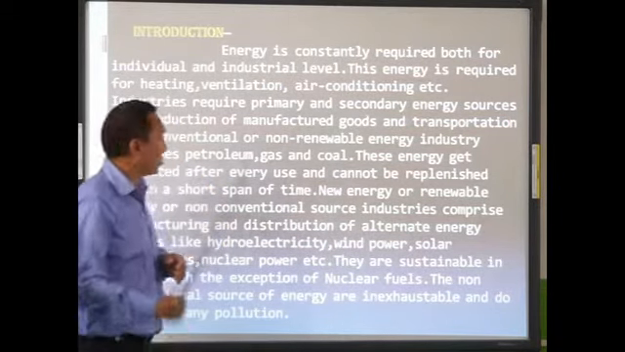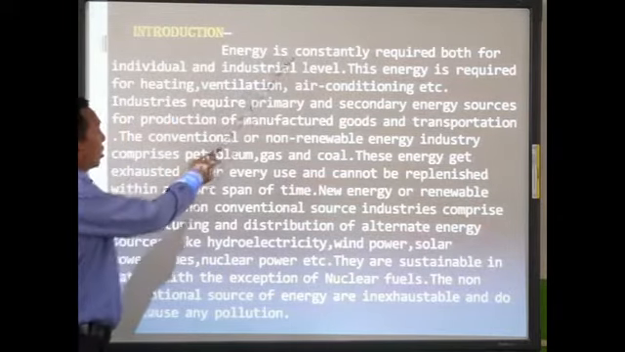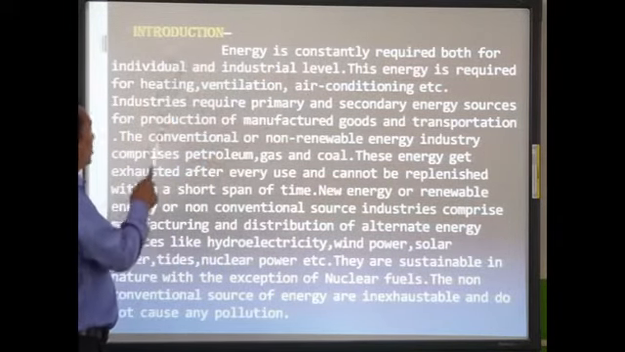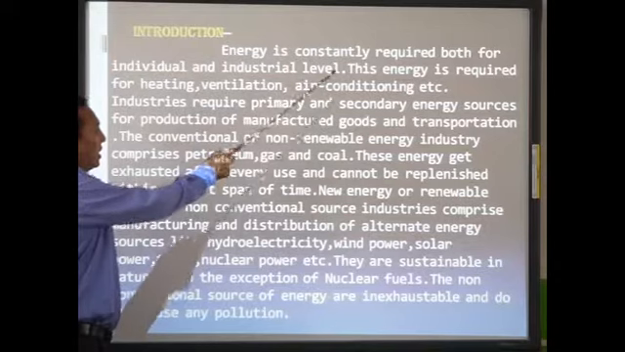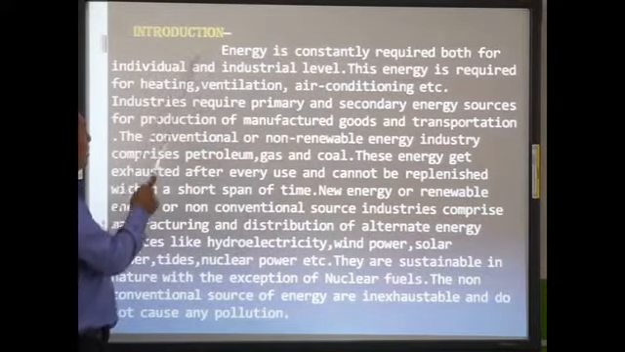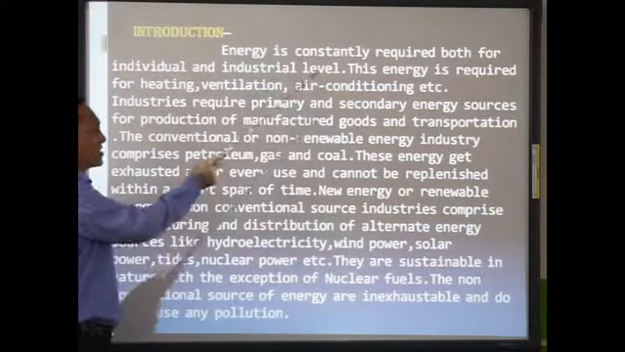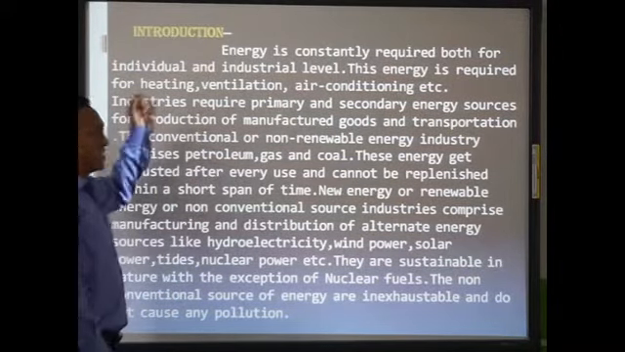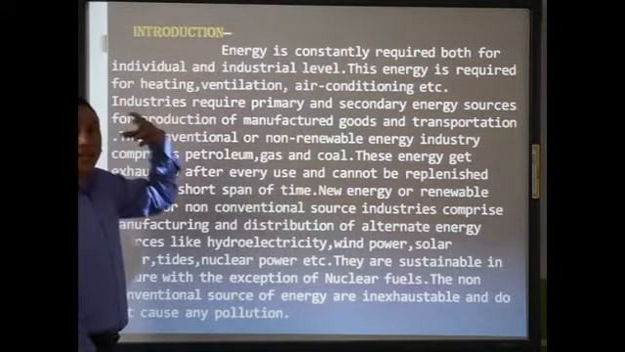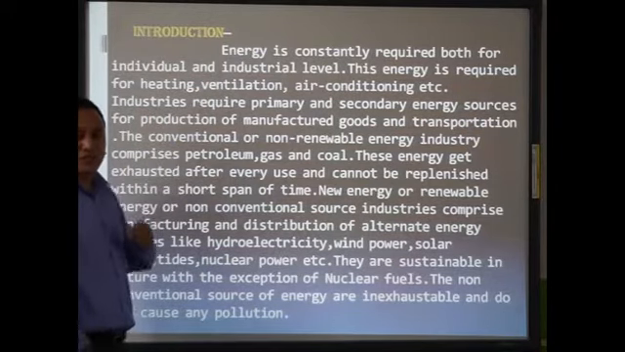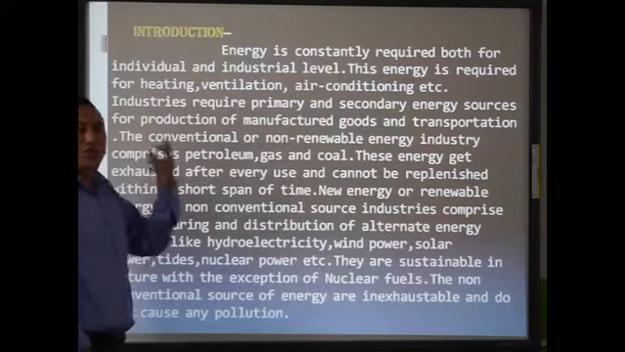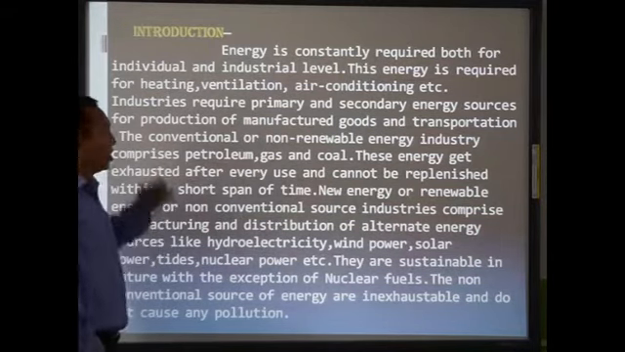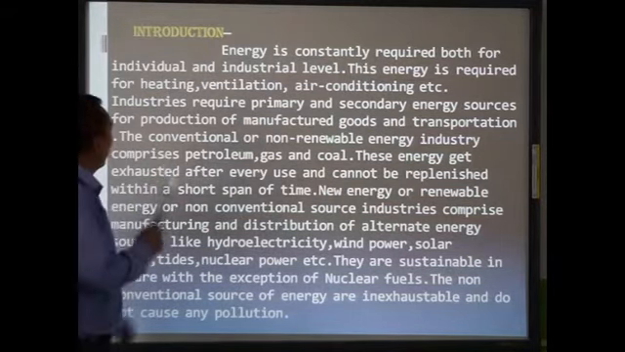So let's just read this. Energy is constantly required both for individuals and industrial level. This energy is required for heating, ventilating, air conditioning, etc. That means energy is required for so many things. For power generation, for heating, for ventilation, for air conditioners, for refrigerators, for televisions, to light the bulb at your homes. For all that we require energy.